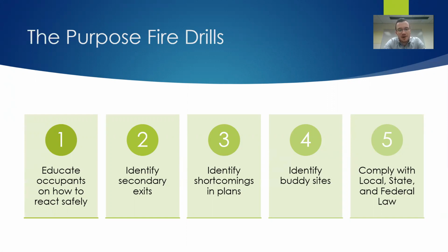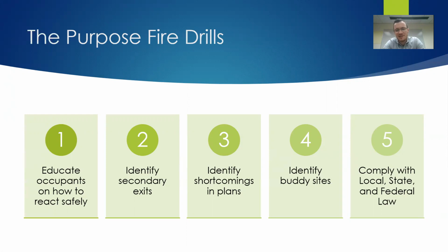Number 3 is to identify shortcomings in plans. So if there's something that facilities or security or emergency preparedness has down in a plan, something that's supposed to be done is not done, something that's supposed to be there is not there, fire drills are a good opportunity to identify that. So if something's broken, if there's something wrong with an alarm panel, if our evacuation signage is not adequate, if there's something wrong with our actual written plans, the fire drills are one of the opportunities throughout the year that we take to really identify those possible shortcomings. Number 4 is to identify buddy sites.